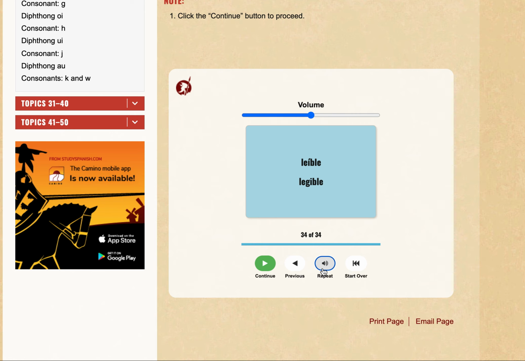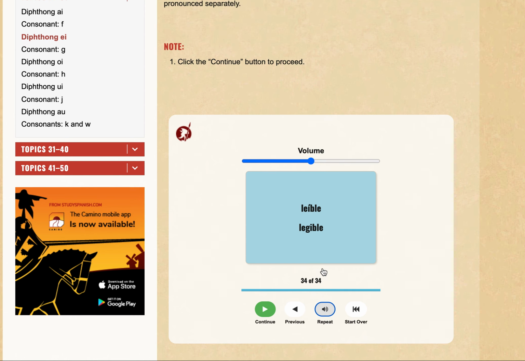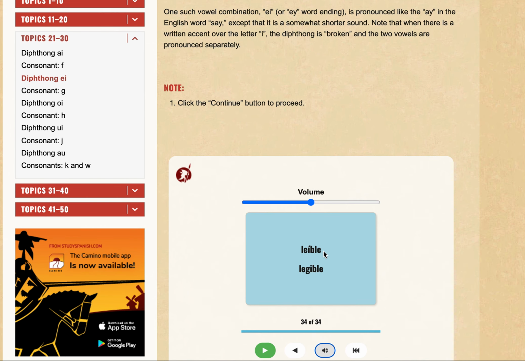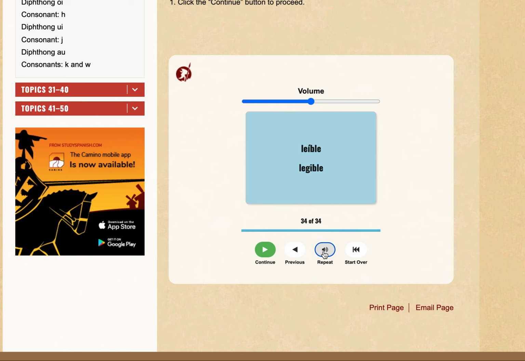Leíble. Alright, folks. So it looks like we have completed the exercise for diphthong EI. So to recap, we have the EI or EY combination. It's pronounced like the AY in the English word say, right? And if you have an accent over the letter I, the vowels are pronounced separately.